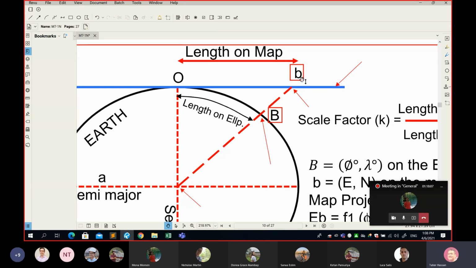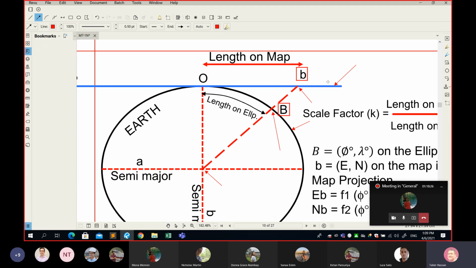Lowercase b is the projection of uppercase B. Remember, the lowercase b is on the map, the uppercase B is on the surface of the Earth. Look at the surface of the Earth. It is a curved surface, while the surface of the map is flat. Now I'm going to prove for you what happens to the point as you do the projection.